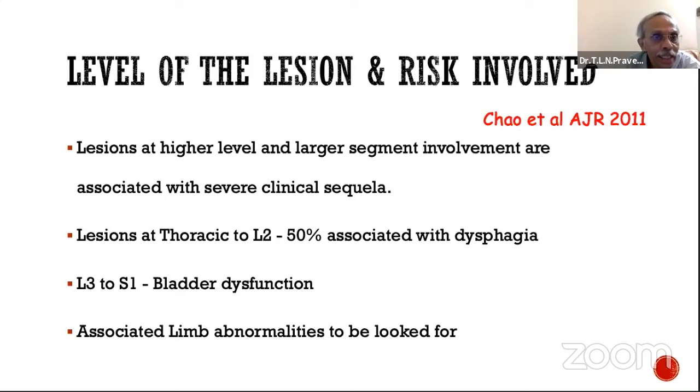In case the lesion is limited to the thoracic to L2 level, 50% of them are associated with dysphasias. Whereas if it is between L3 to S1, there is a possibility of bladder dysfunction as well as sexual disorders. We also have to look for the associated limb abnormalities. The limb abnormalities depend on various segments, which I think we will get into in further questions.